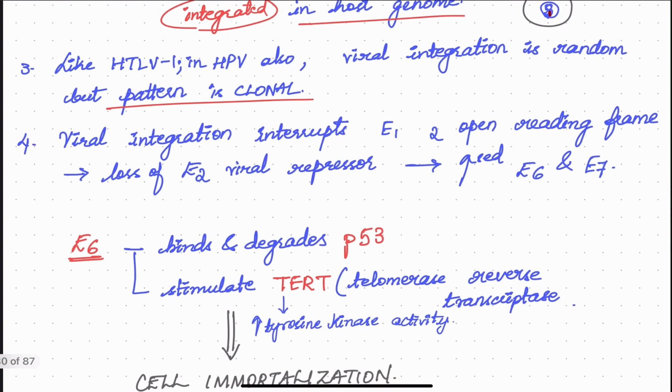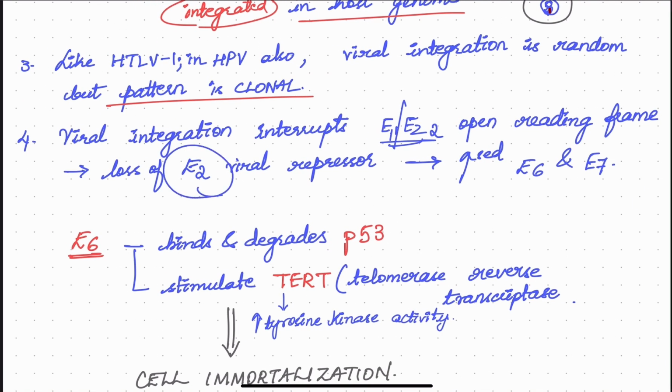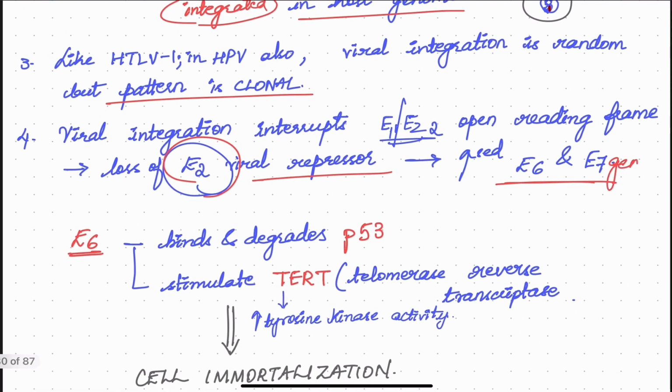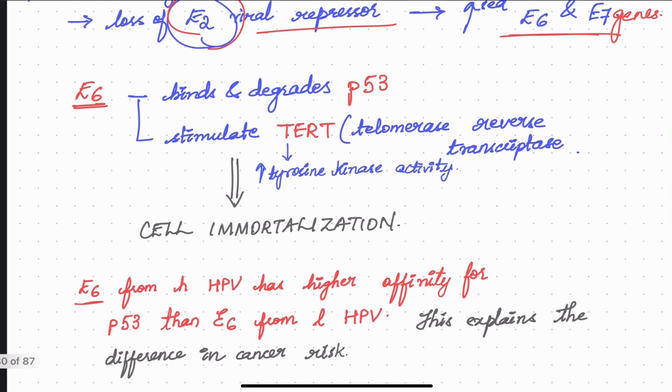And this viral integration disrupts the E1 and E2 open reading frames. This leads to loss of E2, the viral repressor. Hence, there is increased expression of the E6 and E7 genes. So these E6 and E7 have particular significance.